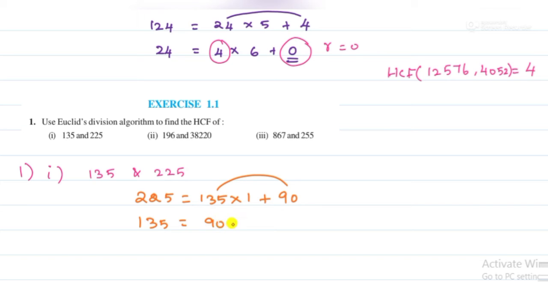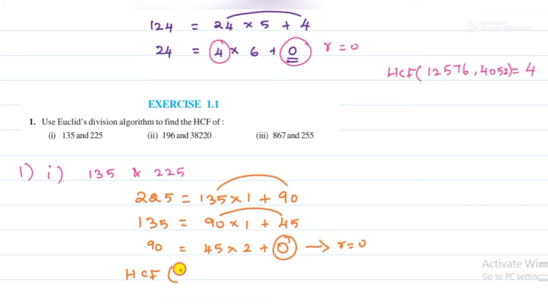135 is equal to 90 times 1 plus 45. Now do it once again. 90 can be obtained by multiplying 45 twice plus 0. Now here at this stage we got the remainder as 0. Once the remainder becomes 0, we can say 45 is the HCF of the given two numbers. So the HCF of 135 and 225 is equal to 45.